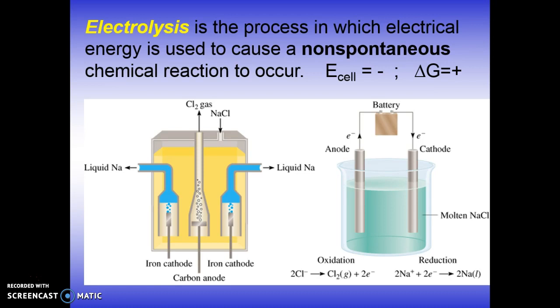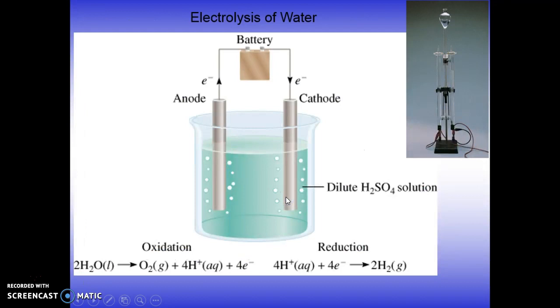Normally you have a battery working. You've got the electrons moving from the anode to the cathode, generating a positive voltage. But in electrolysis, you actually have to put energy in. So here, in order to get sodium and chlorine gas out of sodium chloride, it actually requires energy to do that. This is an example of an electrolysis reaction. You've got the electrolysis of water. We're going to do this as a demo, so I'm not going to spend too much time on this.